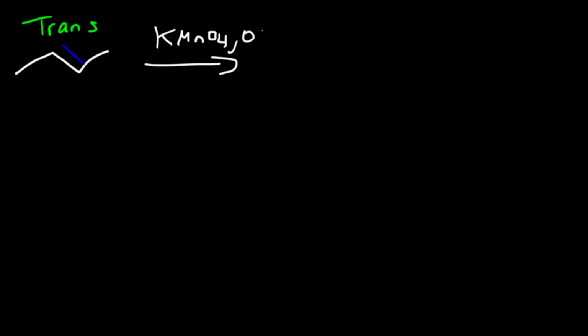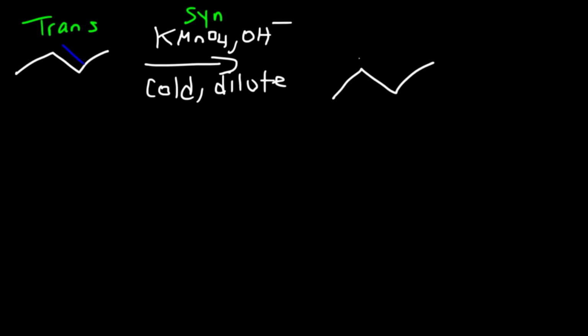So let's consider the first reaction. So here we have a trans alkene, and we're going to react it with potassium permanganate under basic conditions as indicated by the base hydroxide. The temperature is going to be low and the concentration is also low. So this reaction under cold dilute conditions will produce a diol, and this is a syn addition reaction. So the two alcohol groups will be on the same side. So this is going to be the product.